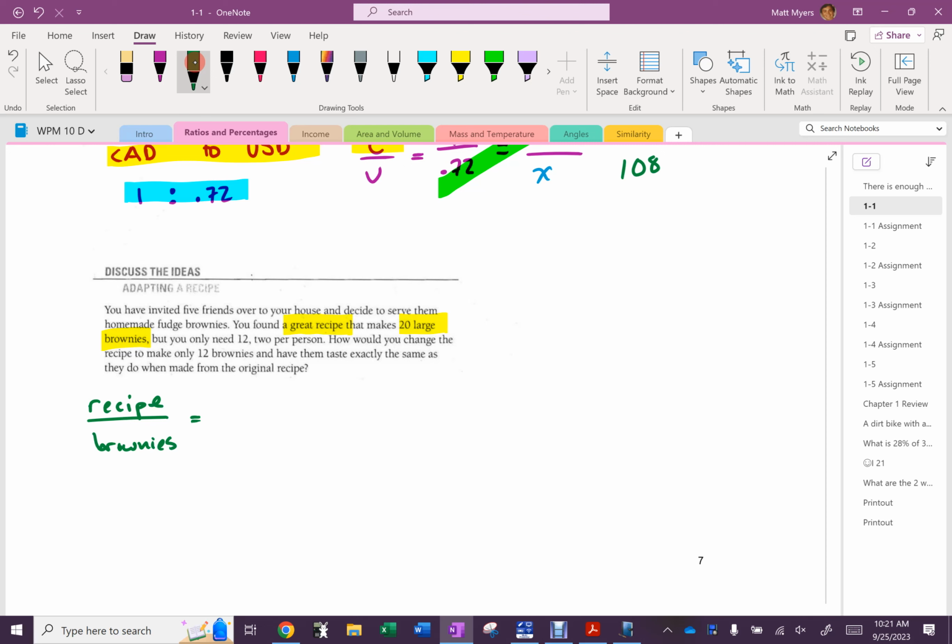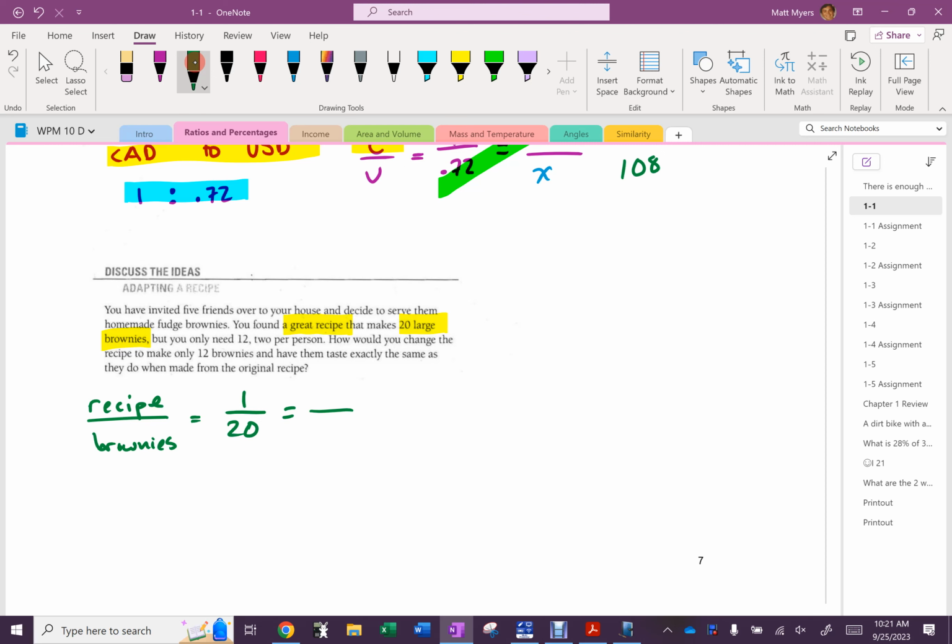How many recipes do you have? What does that say? A great recipe. I have a pen. How many pens do I have? 1. So I'll ask again. How many recipes do I have? 1. How many brownies will it make? 20. Do I want 20 brownies? No. How many brownies do I want? 12. 2 per person. It says in the question.